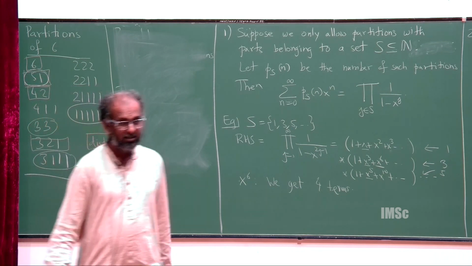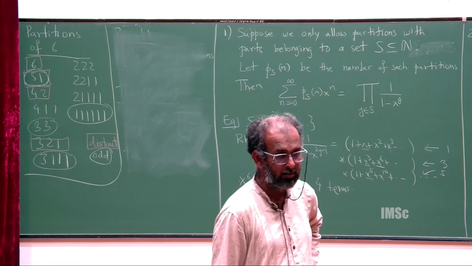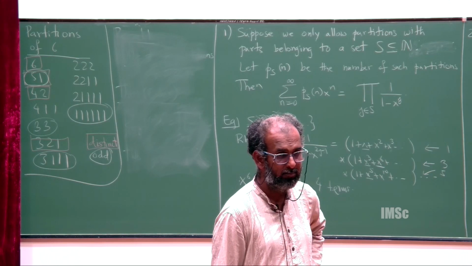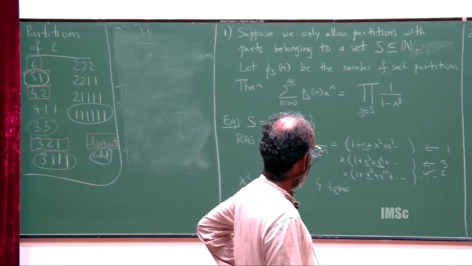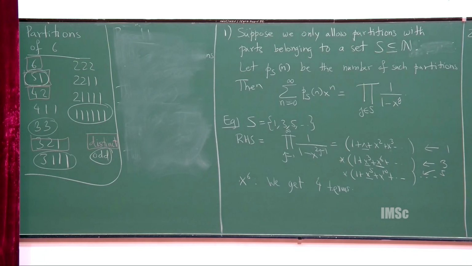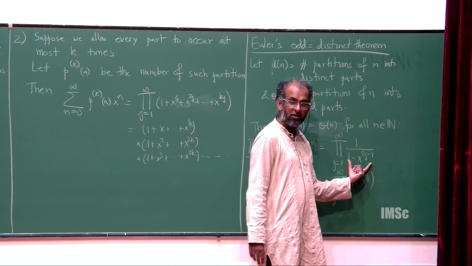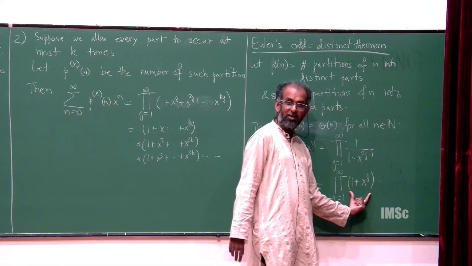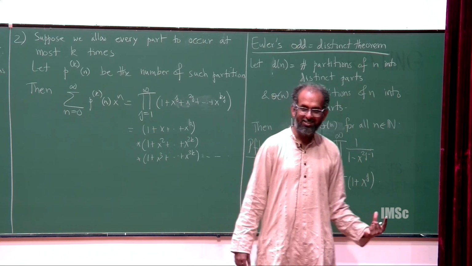So say that again. 1 plus 2x plus 4x squared equal to 1 by 1 minus 2x, right? Yes. We can use a similar one here. How? Because the product expansion can be. No, but if you see this way, here each term is an infinite sum, right? This is a geometric series. Okay. But here this is just a finite sum, it's just two terms. Okay. Right?